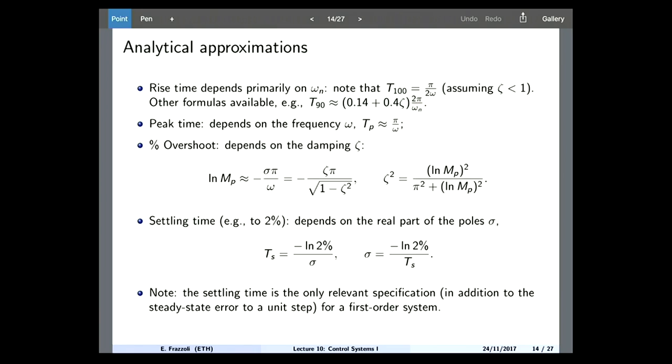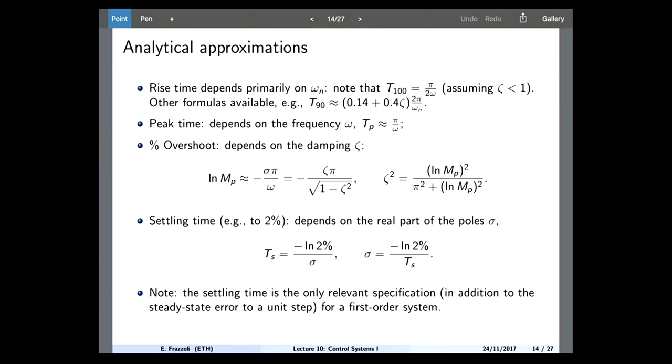There are other formulas that you find in your textbook. You pick a different textbook, you find different formulas for these things. These are all kind of rules of thumb. In Franklin's book, he reports this formula here: the 90% rise time is 0.14 plus so on, times this expression here. Doesn't really matter. What you should remember is that the rise time really depends on the frequency of the response, that is, of these closed loop poles, and then you want to put the frequency where you want it.